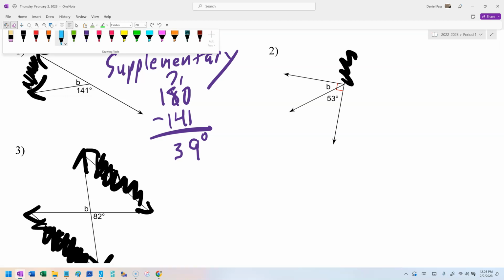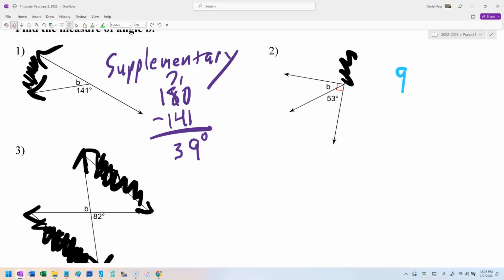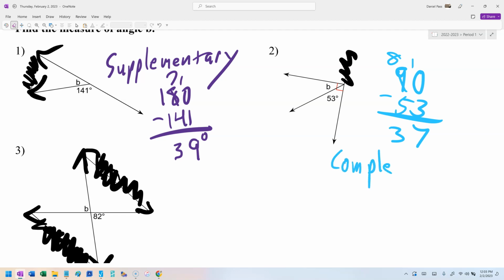Go ahead. The angle is 90 degrees, so I do 90 minus 53. I got 37. You have to borrow, and you got 37. Okay, and what kind of angles are they? Complementary. Because they add up to 90.